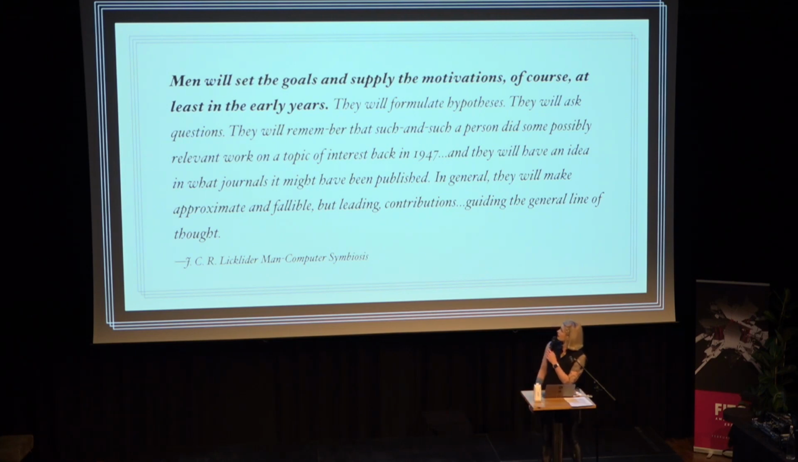Back to Licklider. He says, men will set the goals and supply the motivations, of course, at least in the early years. But the assumption was that at some point, computers would start to take on more and more information and be able to make better decisions on their own. Ha, ha, ha. It's a little depressing reading this. Everyone just says, in 20 years or in 5 years, computers will know everything about the world. Yeah, no, unfortunately not. The assumption was, though, that if we did computers right, we'd get to a point where they could intuit what we wanted. Truthfully, obviously, we are not there yet, and that is the biggest barrier to having true ambient distributed spatial computing, whatever you want to call it.